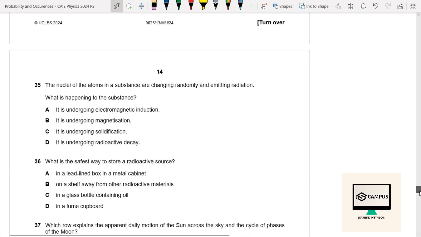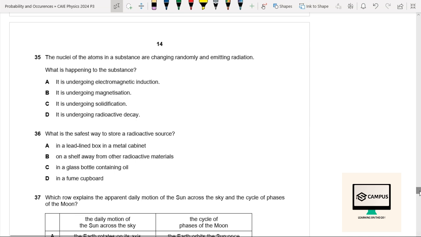Moving on to question number 35. The nuclei of the atoms in a substance are changing randomly and emitting radiations. What is happening? Well, radioactive decay. If the nuclei are changing, daughter products are being generated, and they are emitting radiations, they are undergoing radioactive decay. So D is the right answer.